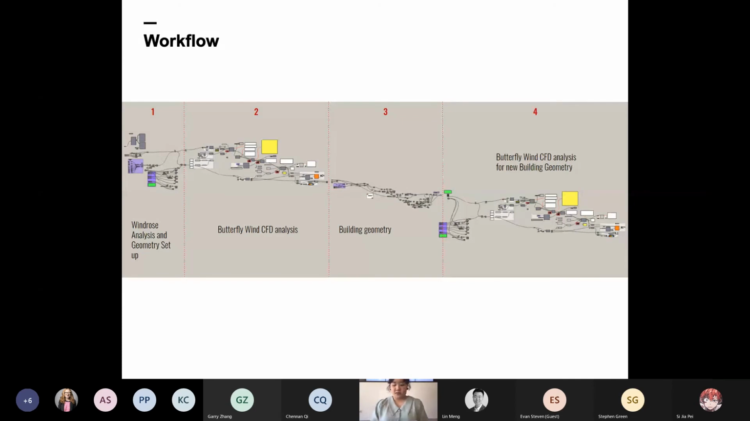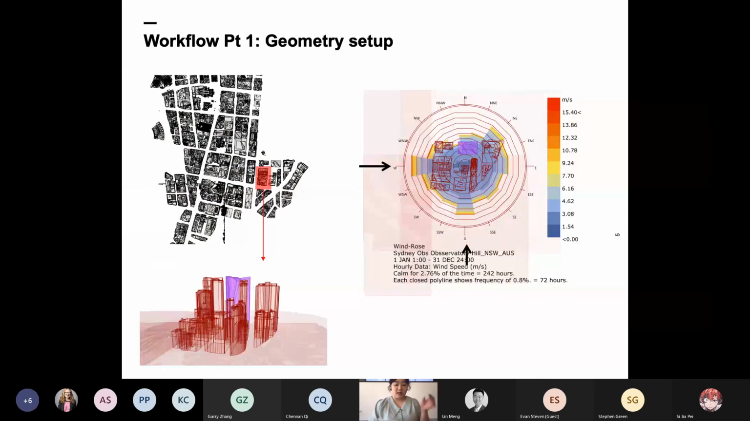So this is the result of the research project. It's a workflow that sets up the geometry, analyzes wind conditions, builds a new geometry from the results, and analyzes the wind conditions for the new geometry. In part one, the envelope of the site was located, isolated, and simplified, and a wind rose analysis was undertaken to see the wind strength of every direction. Due to the 10-week time limit of the project, together with my industry partner, we decided to look at the strongest wind directions, which were the west and the south.